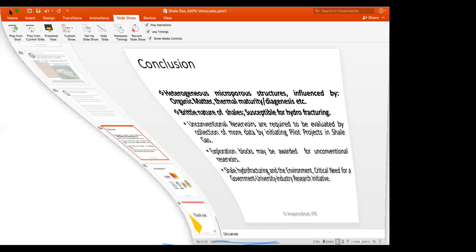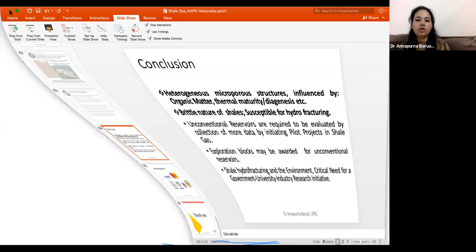Then FIB, scanning electron microscopy. So these are the advanced techniques which can be used for shale gas exploration. And nowadays, research is going on for hydrofracturing fluid design, environment-friendly and cost-effective hydrofracturing fluid design. Okay, you can work on this, and based on that, you can overcome the challenges.